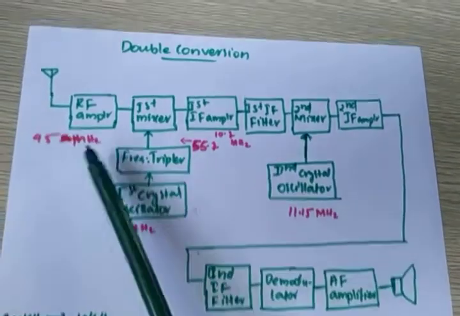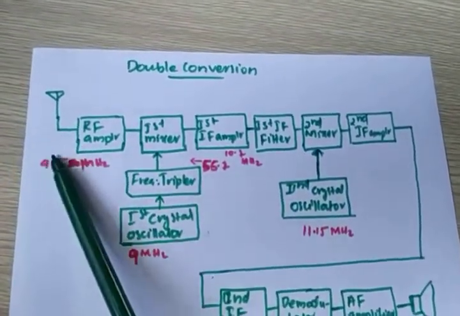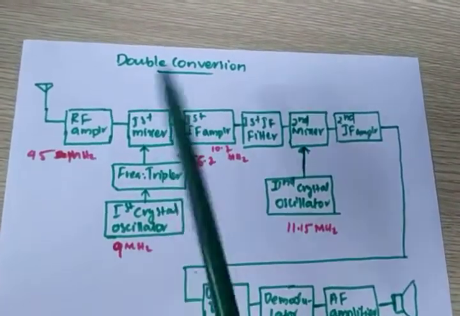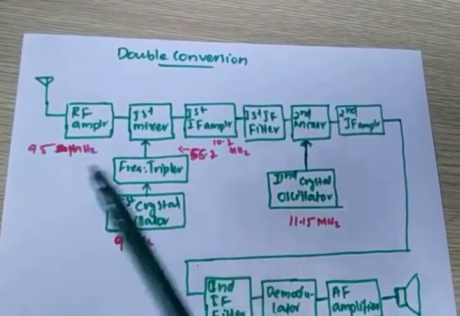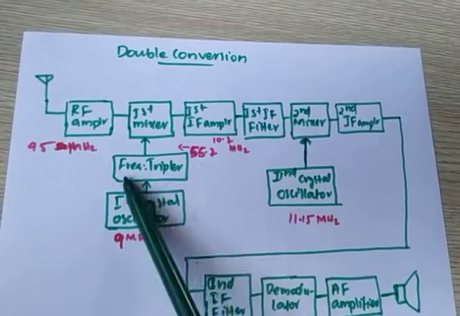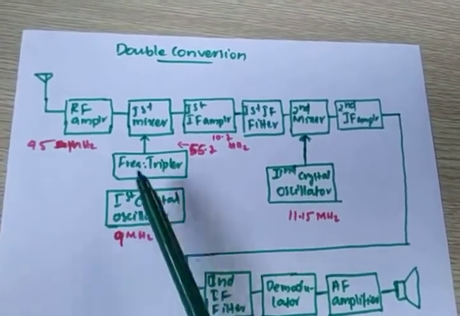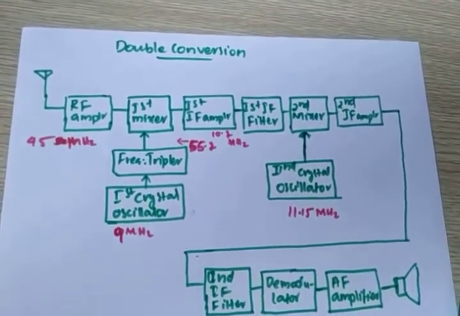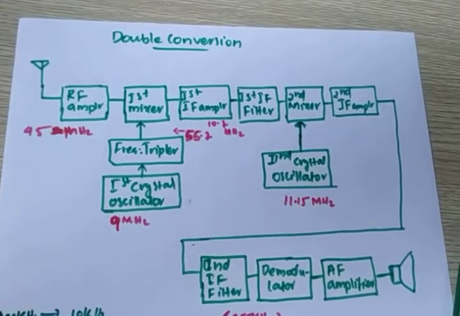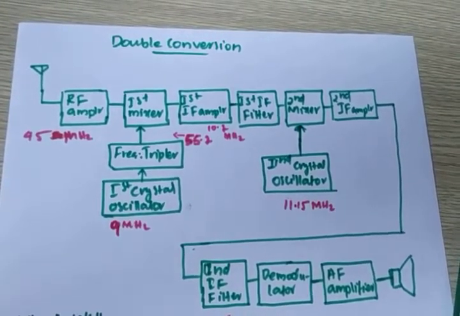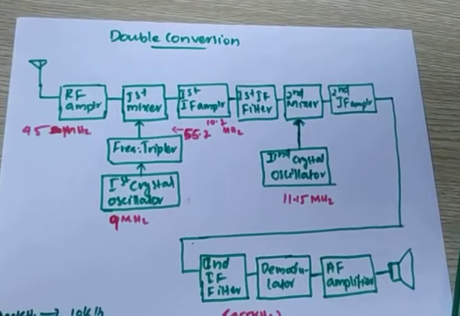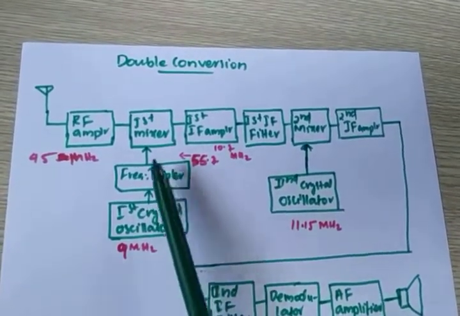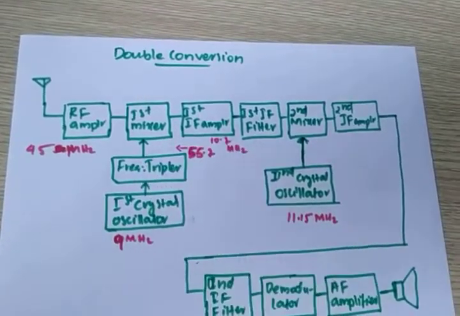So the incoming signal is amplified by this RF amplifier, then goes to the first mixer. This is the first crystal oscillator. What is the use of the frequency tripler? The incoming signal frequency can be doubled or tripled to a high value. For that we use a frequency tripler or doubler. You can use n number of frequency triplers to get a sufficient value.